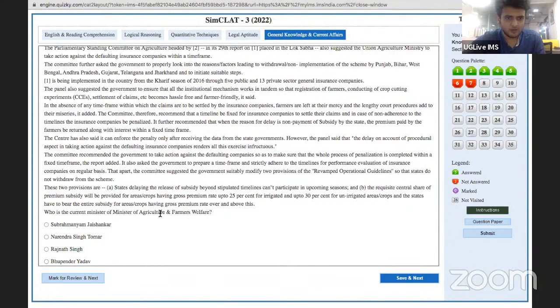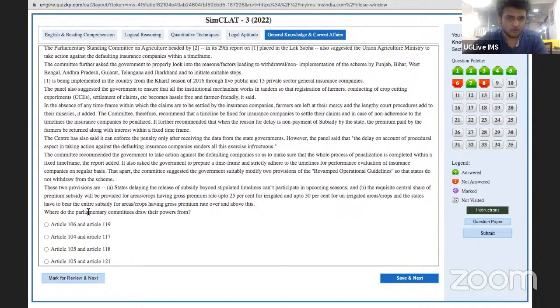Who is the current minister of agriculture and family farmers welfare? So this is Narendra Singh Tomar. S. Jaishankar is the foreign minister. Rajnath Singh is the internal minister. Bhupendra Singh Yadav, of course, is not the agriculture and farmer welfare minister.